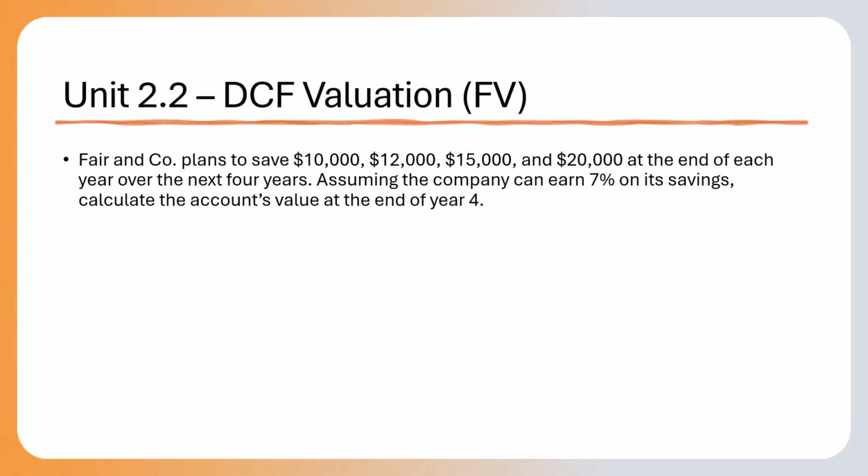Fair & Co. plans to save $10,000, $12,000, $15,000, and $20,000 at the end of each year over the next 4 years. Assuming the company can earn 7% on its savings, calculate the value of the account at the end of year 4. This is obviously asking us to find the future value of this account. Once again, we'll go ahead and visualize the cash flows. We're going to receive $10,000 at the end of year 1, $12,000 at the end of year 2, $15,000 at the end of year 3, and $20,000 at the end of year 4.